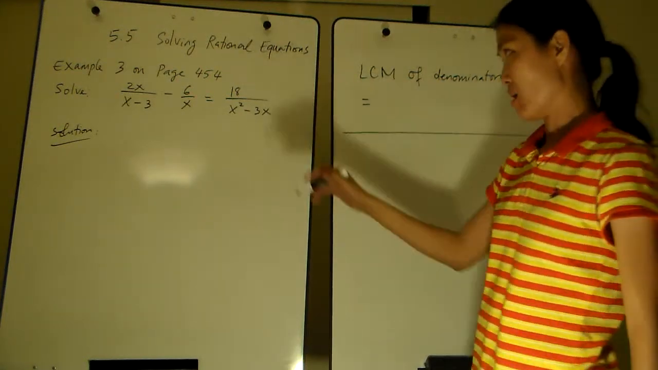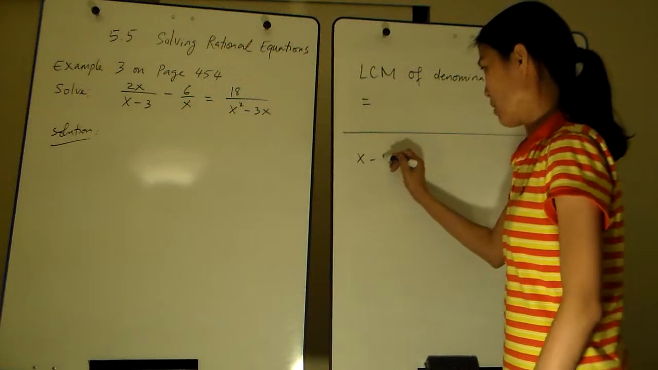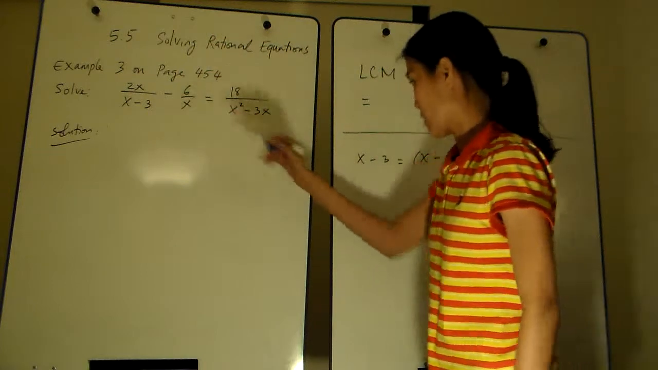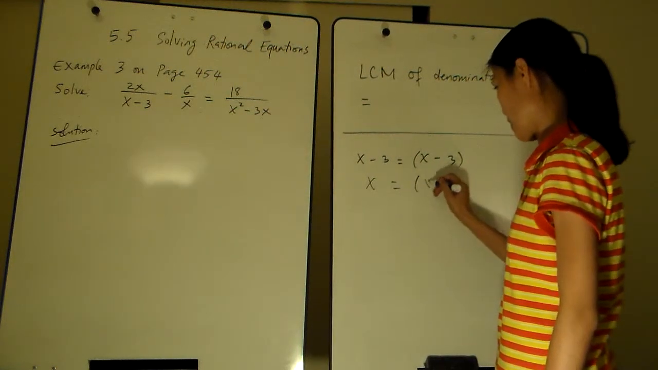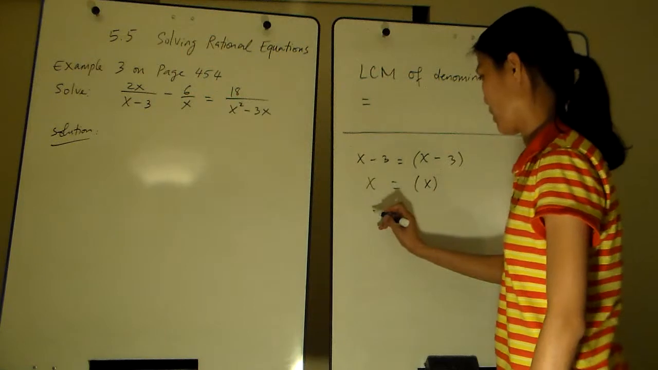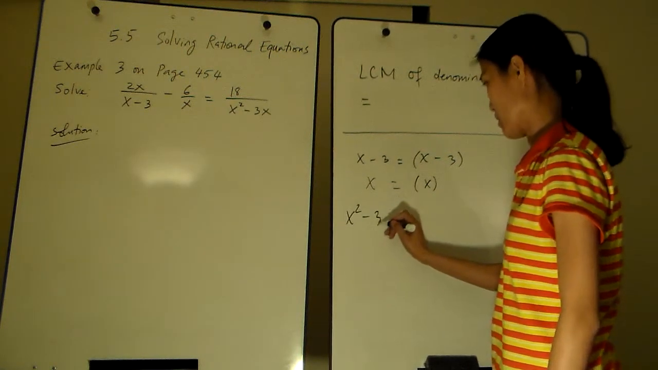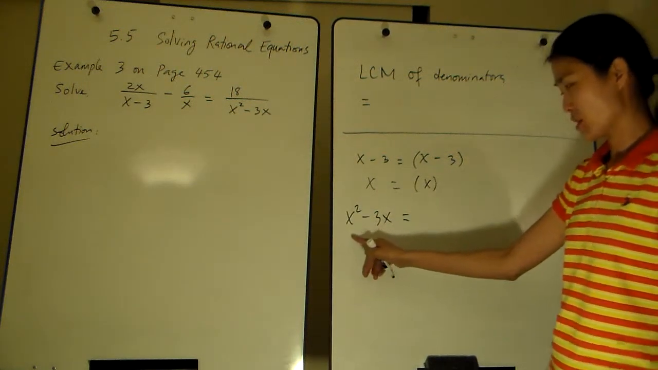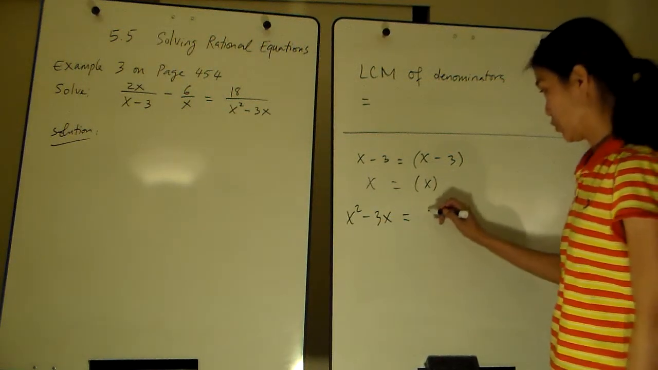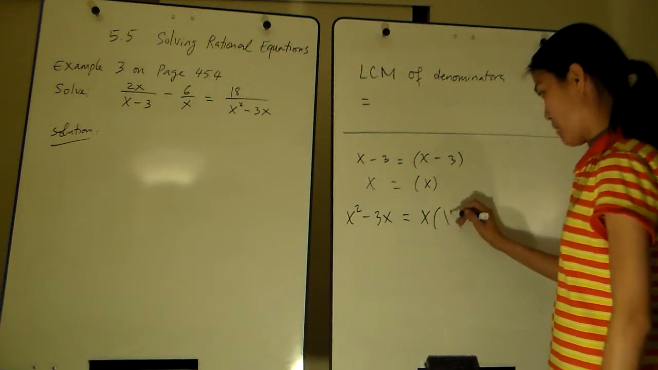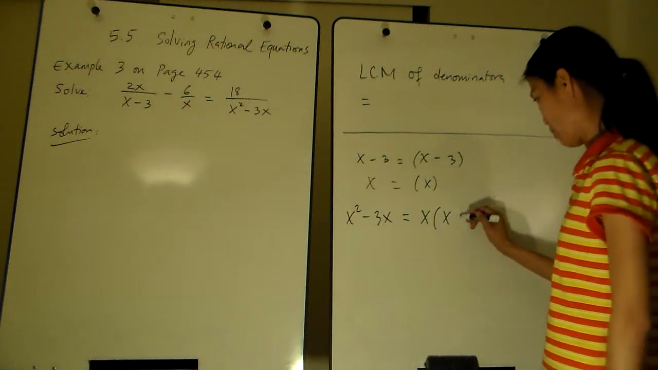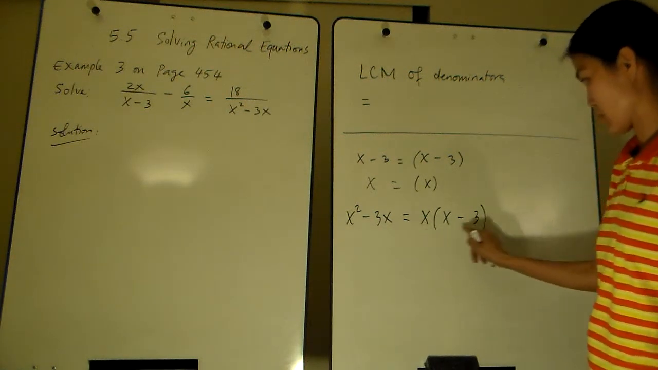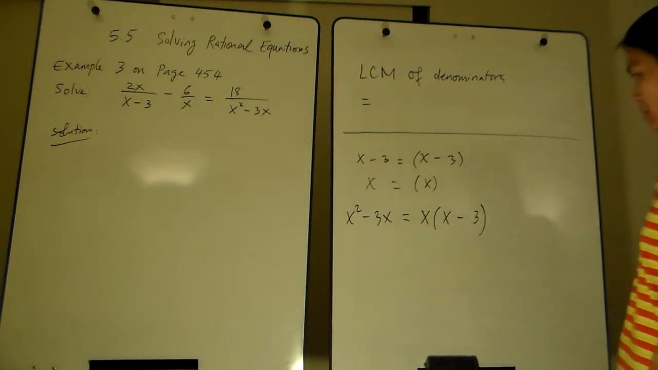Alright, the first denominator we have is x minus 3. X minus 3 is just x minus 3, and you cannot factor any further. X is just x, you cannot factor any further. How about this one? X squared minus 3x. For this, do you see that x is a common factor? So you can factor out the x. This becomes x times x minus 3, right? X times x is x squared, x times negative 3 is negative 3x.